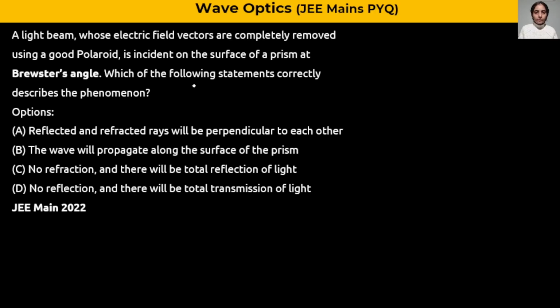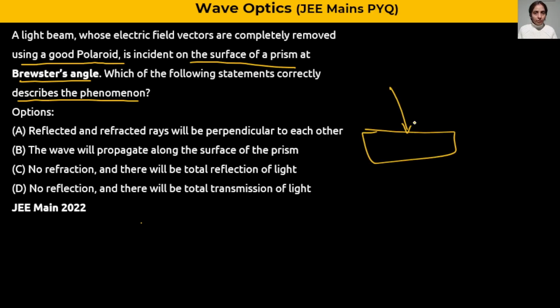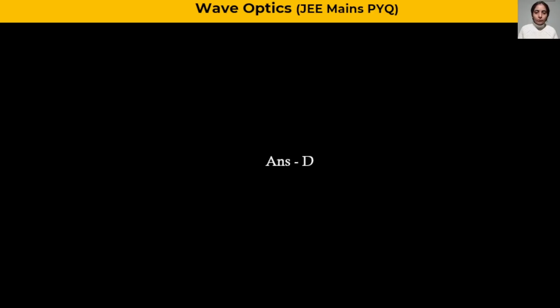Now let us look at this one. A light beam whose electric field vectors are completely removed using a good Polaroid is incident on the surface of a prism at Brewster's angle. Which of the following statements correctly describes the phenomenon? Now see, we have completely removed the electric field vector. If it is removed, then whichever surface you make the light fall on, with the electric field vector removed, the atom will get nothing to interact with, so it won't generate the reflected light. So no reflection you will observe, and there will be total transmission of light. Option D. I will go with option D.